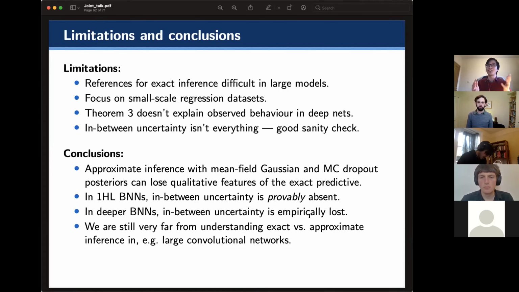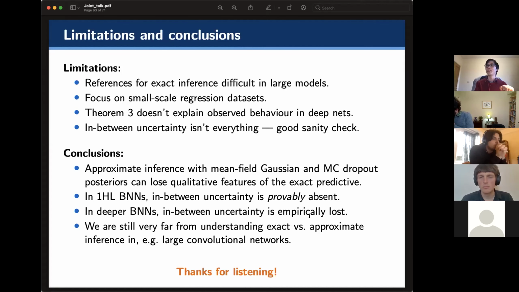And I'd argue we're still, as a field, very far from understanding the difference between exact and approximate inference in, for example, large convolutional networks that we're interested in practice. So thanks very much for listening, and I'll hand back to Yingzhen.